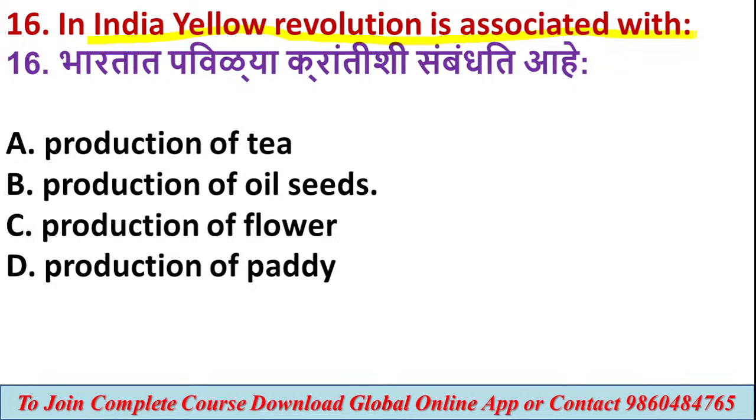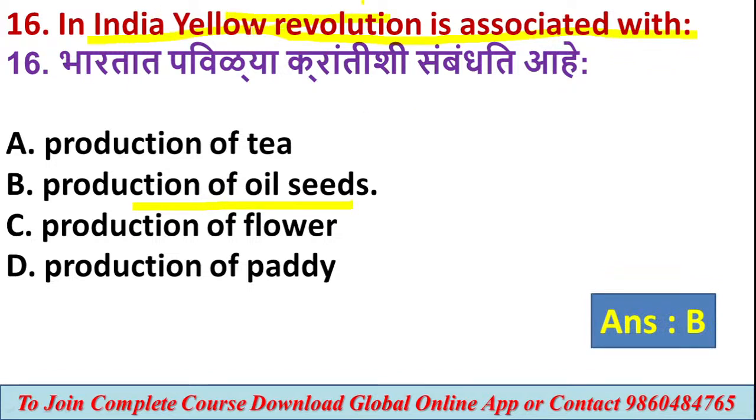Question number 16. In India, Yellow Revolution is associated with option A, production of tea, option B, production of oil seeds, option C, production of flour, option D, production of paddy. Here the correct answer is option B, production of oil seeds. Yellow Revolution is associated with production of oil seeds.